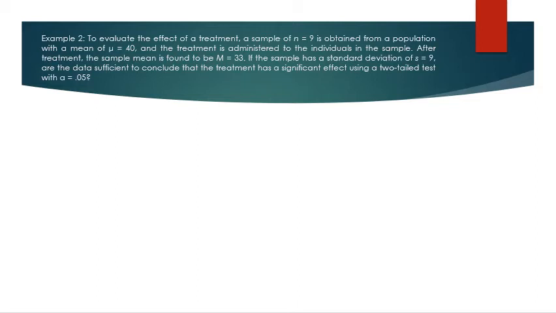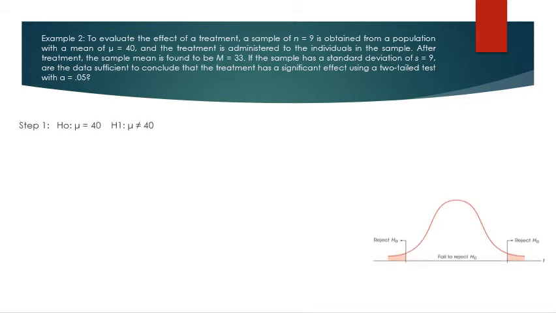Example 2. To evaluate the effect of a treatment, a sample of n equals 9 is obtained from a population with a mean of 40, and the treatment is administered to the individuals in the sample. After treatment, the sample mean is found to be M equals 33. If the sample had a standard deviation of s equals 9, are the data sufficient to conclude that the treatment has a significant effect using a two-tailed test with alpha equal 0.05?